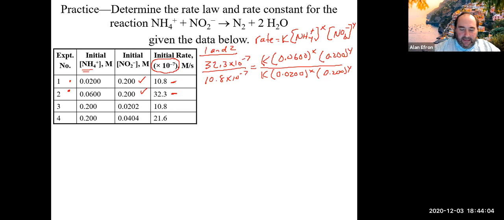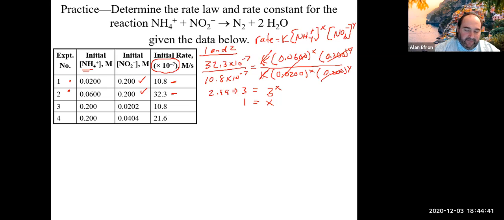So doing a little bit of dividing here, we got 32.3 times 10 to the minus 7 divided by 10.8. That's going to give us 2.99. And as was the question, that's probably close enough to call it 3 at this point. You got your K that's going to cancel. You got this guy, which is going to give you basically 3 to the X, and these guys are going to cancel. And again, we can see that basically here, X is going to equal 1. Any questions on that?